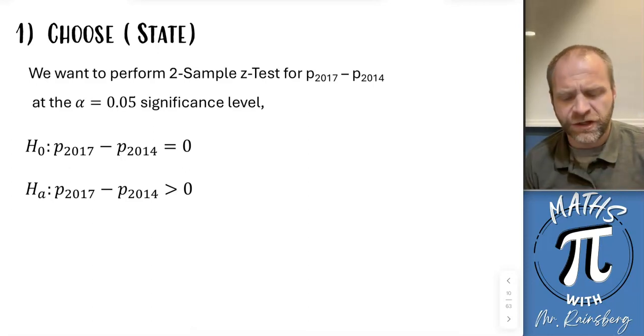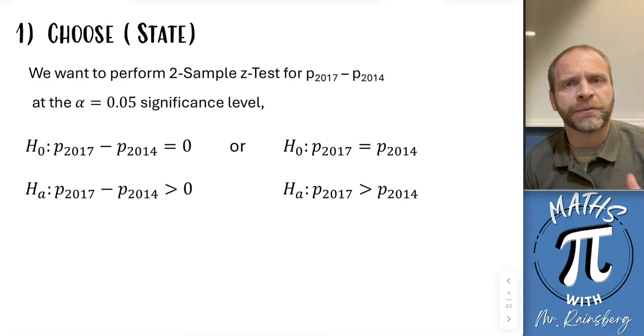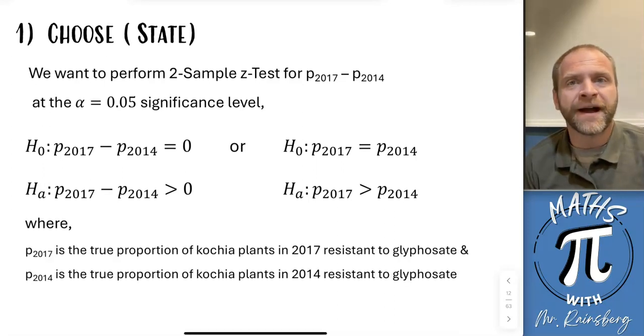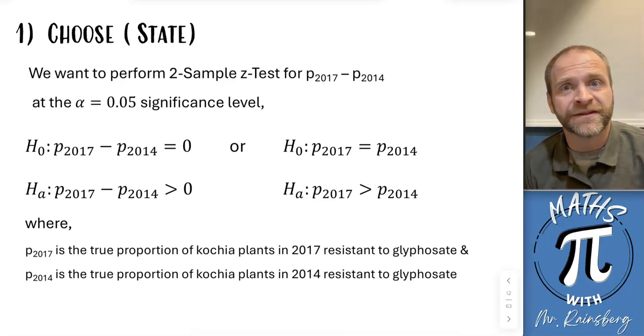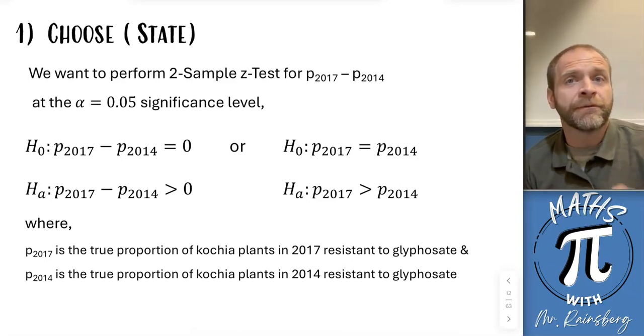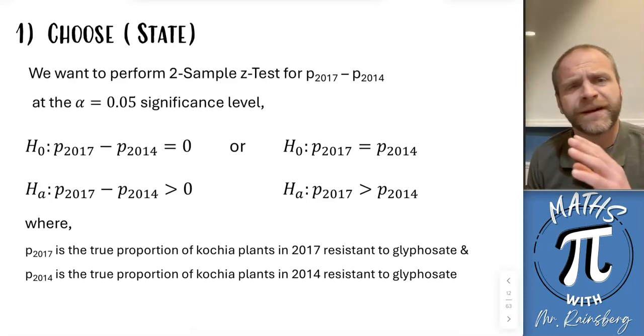Now that's one way of doing it, and you can also write it this way for full credit as well, saying that they're equal to each other for the null, and saying that the proportion of cochia plants that are resistant to glyphosate in 2017 is greater than that in 2014. And notice I am using the subscripts there, so I better define them. I have to define my variables, and not just by saying proportion in 2017, proportion in 2014. I have to use the context that was underlined and italicized in the previous slides. So p sub 2017 is the proportion of the cochia plants in 2017 that were resistant to glyphosate, and same thing when it comes to 2014. So there's my state step.